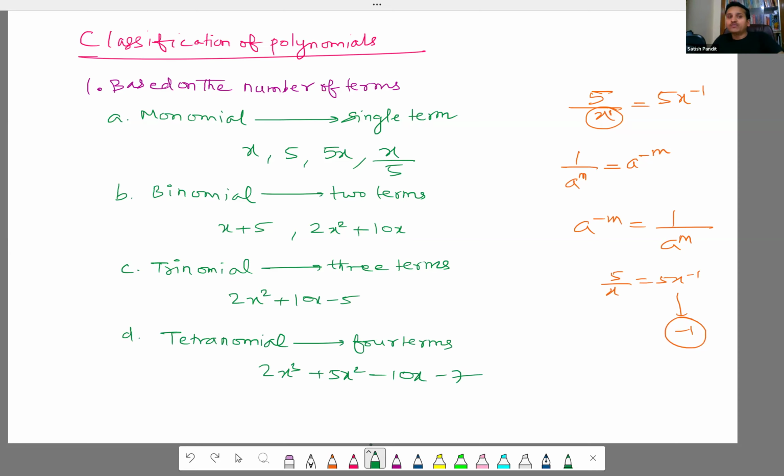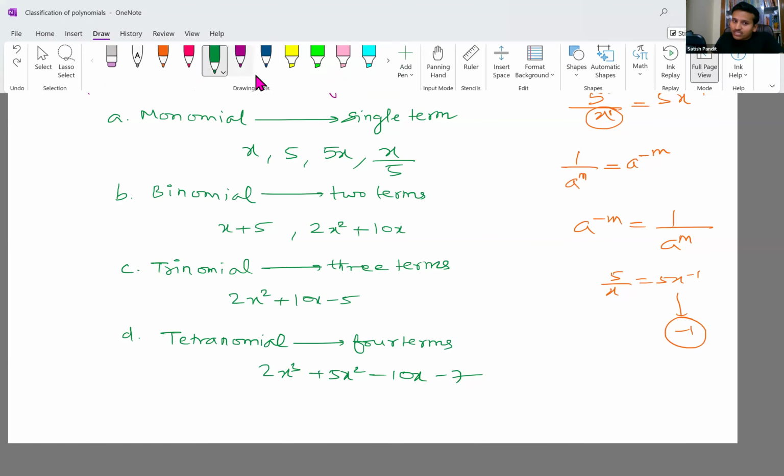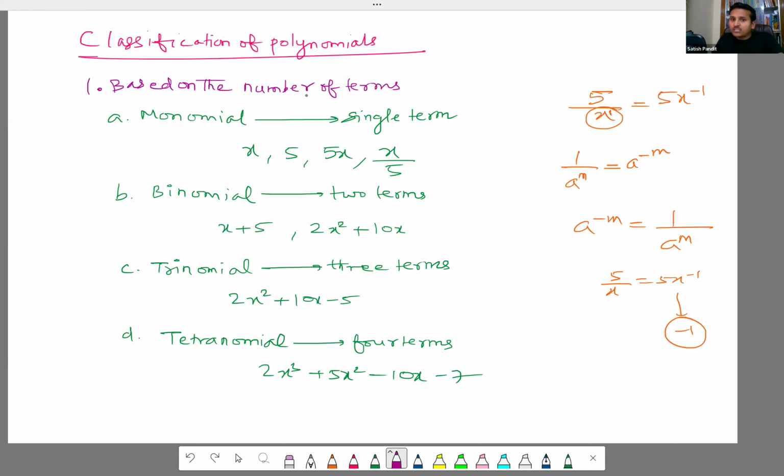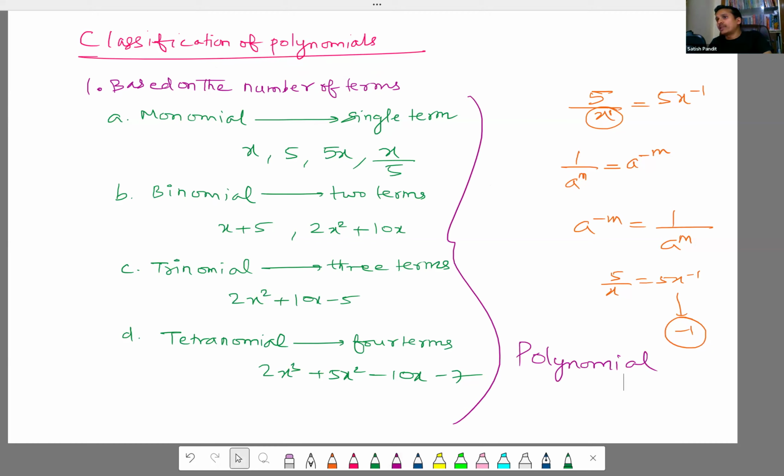So based on number of terms, we have monomial, binomial, trinomial, tetranomial. Please remember, all these are classifications of polynomials. That means even a monomial is a polynomial, even a binomial is a polynomial, even a trinomial is a polynomial. See, the polynomial definition is what? The power of the variable should be a whole number. Here also we have whole numbers, everywhere whole numbers we have, right? So all these are actually polynomials as well. Please remember.